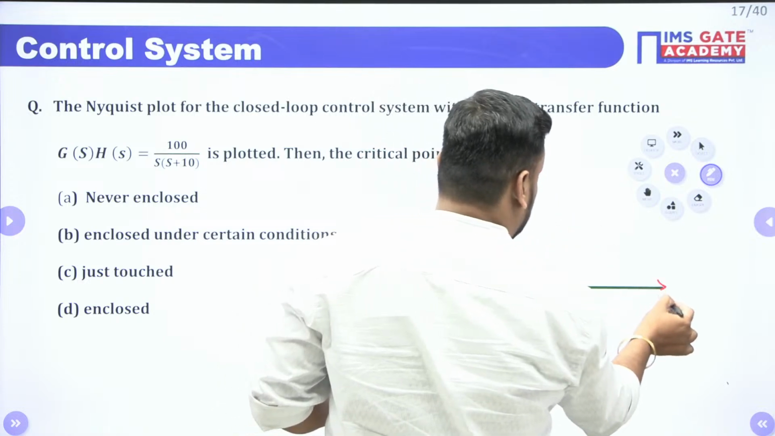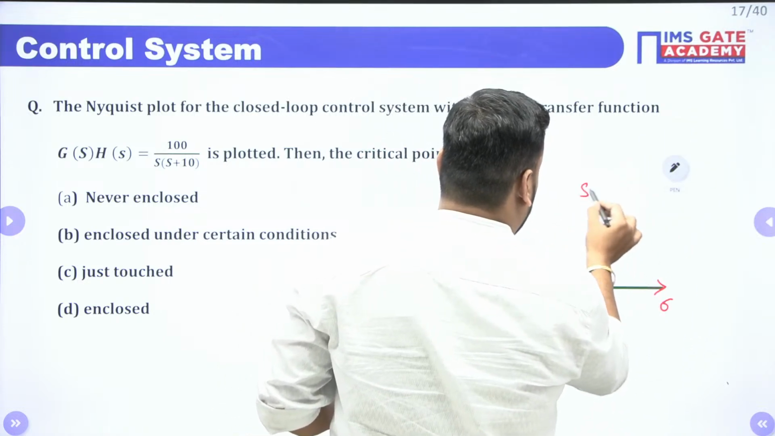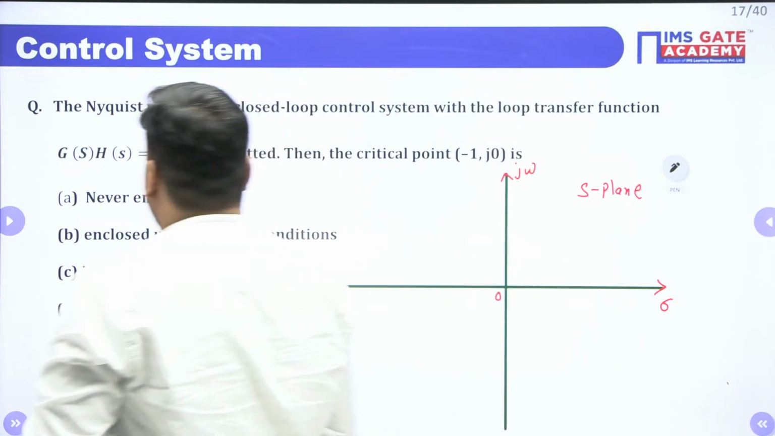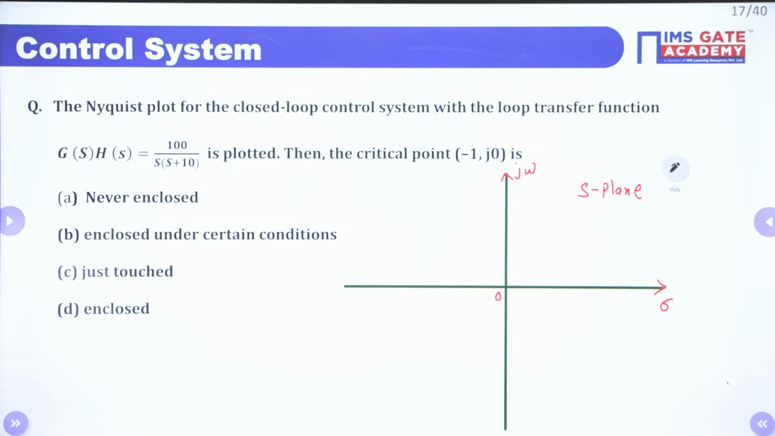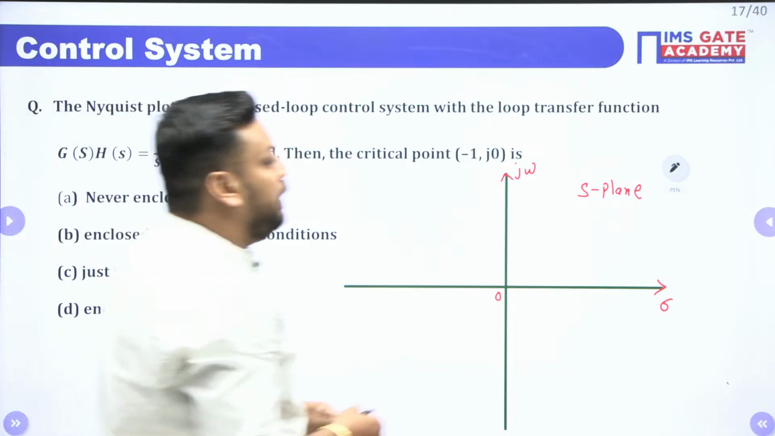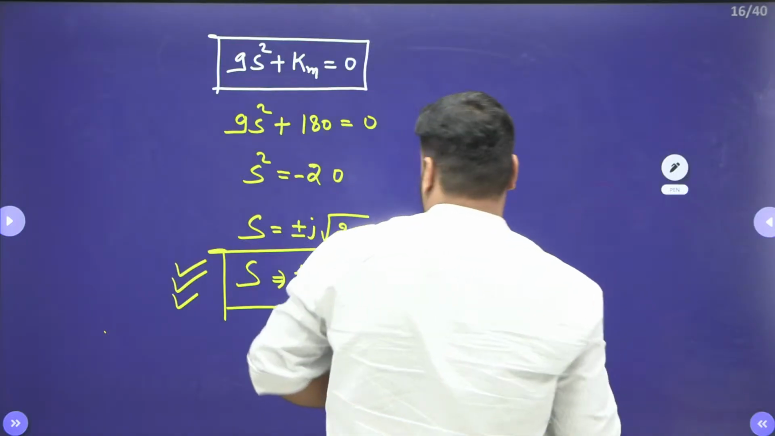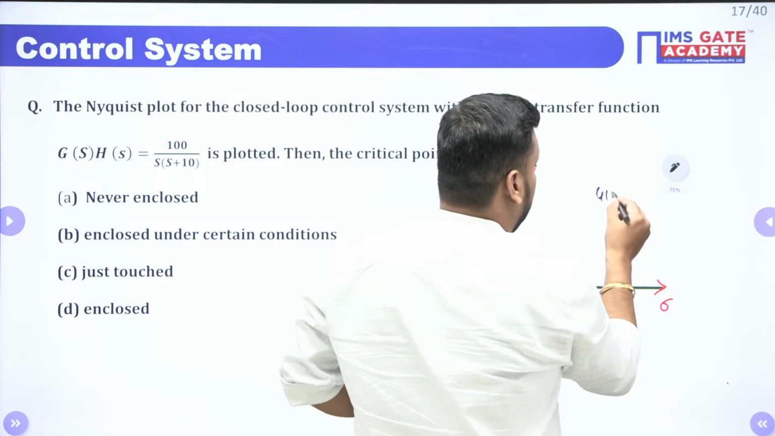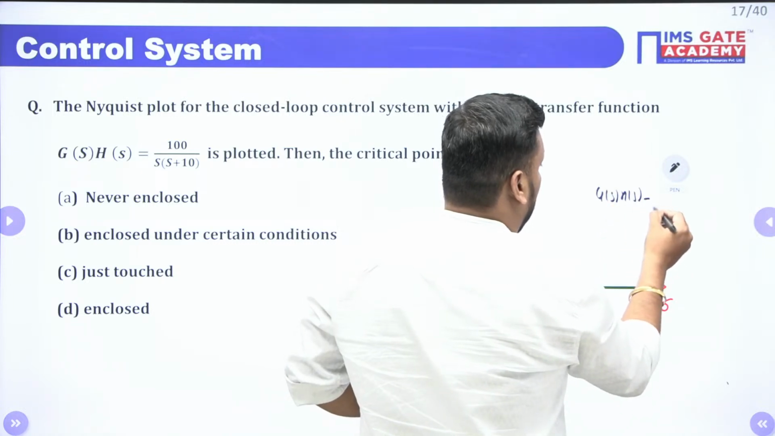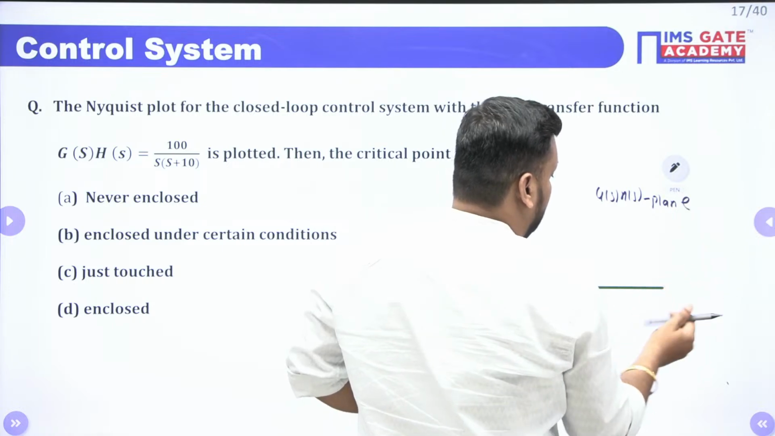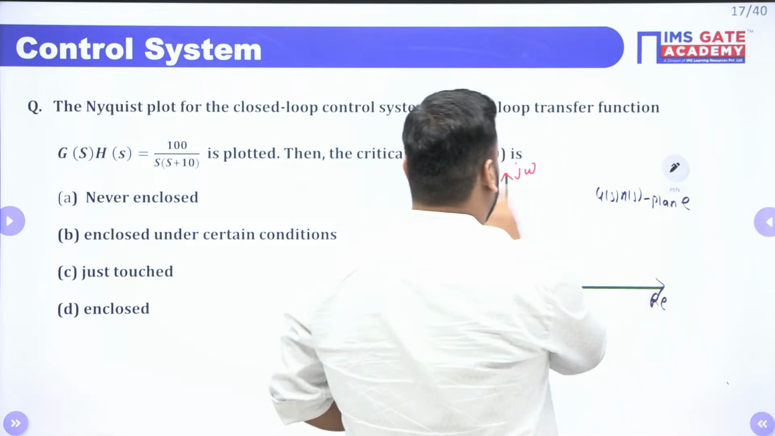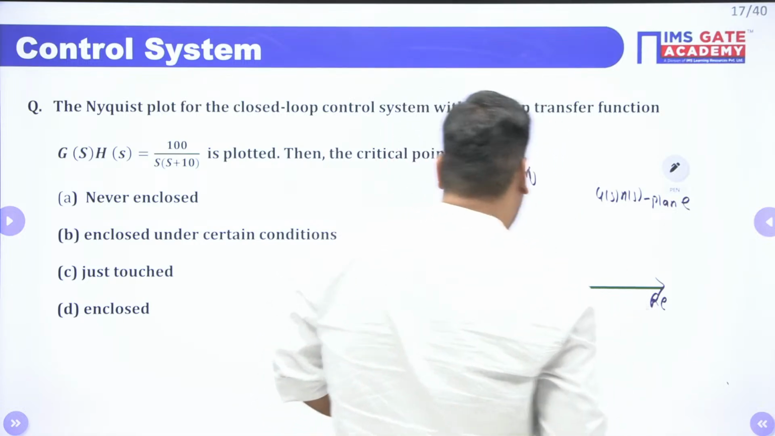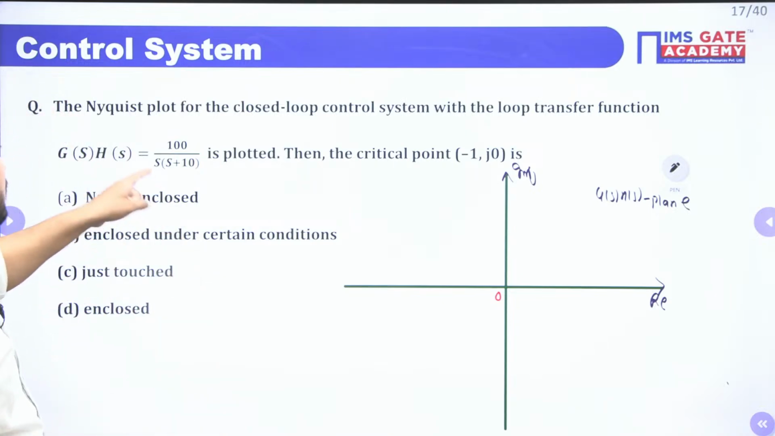This is j omega, this is sigma, this is your S plane, this is your 0. How many poles? S equal to 0 and 10. But right now I must write GS plane, the GSHS plane. Why am I mentioning the GSHS plane? Because this is my real axis and this is my imaginary axis, the imaginary of GSHS.